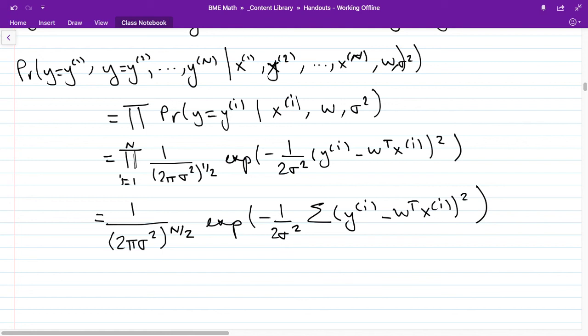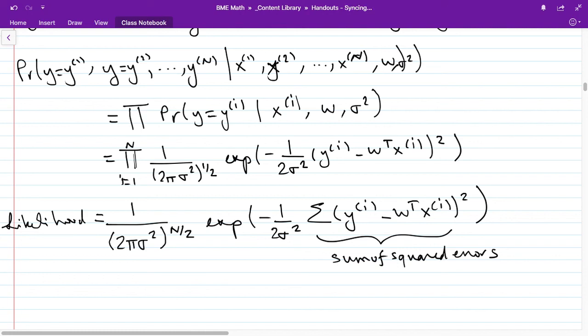And here's the key thing here. You see that this sum is the sum of squared errors, so that my likelihood is a function of the sum of squared errors. And we're going to see that by maximizing the log likelihood, we are minimizing the squared errors. So this sum, of course, is the quantity y minus xw transpose y minus xw.